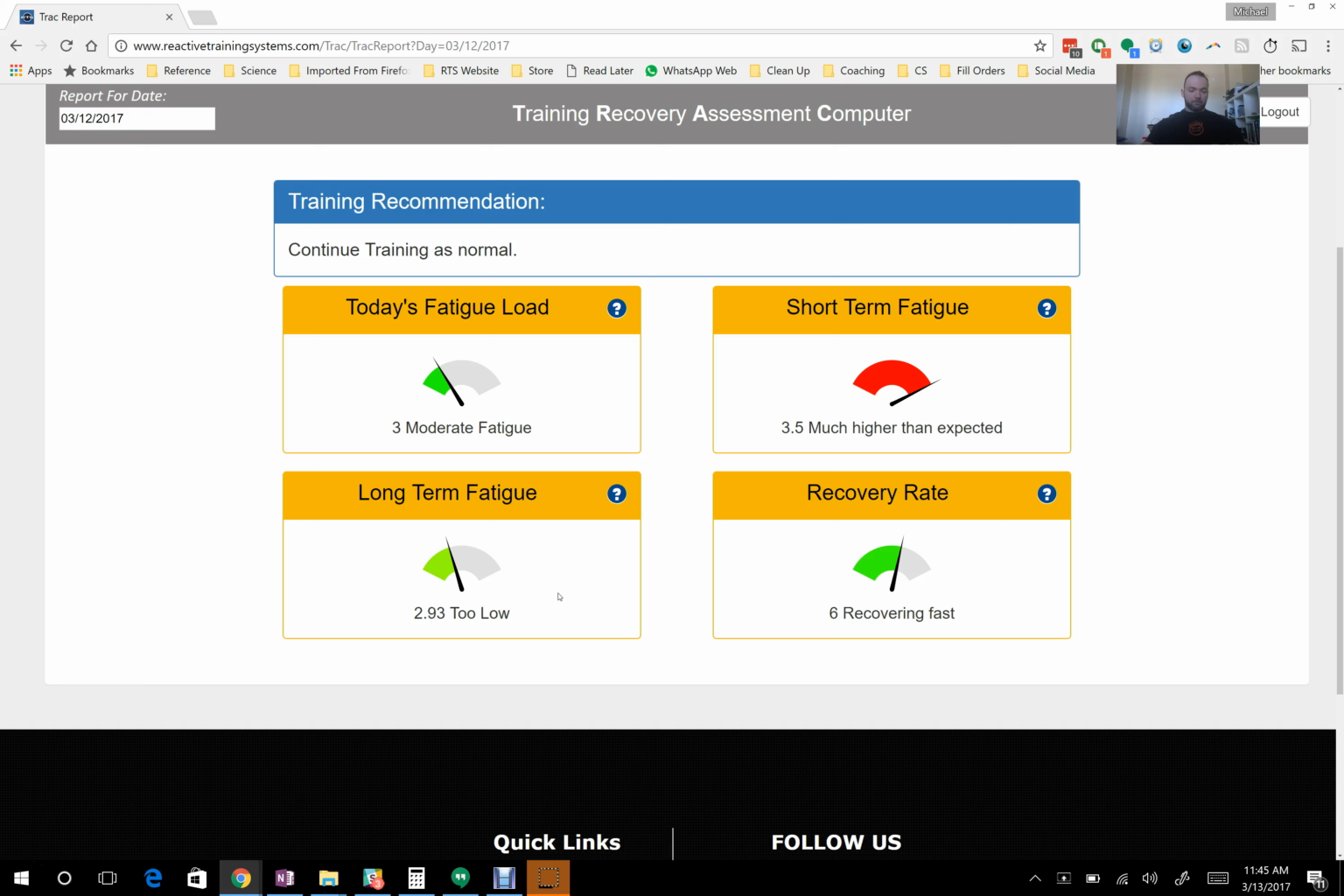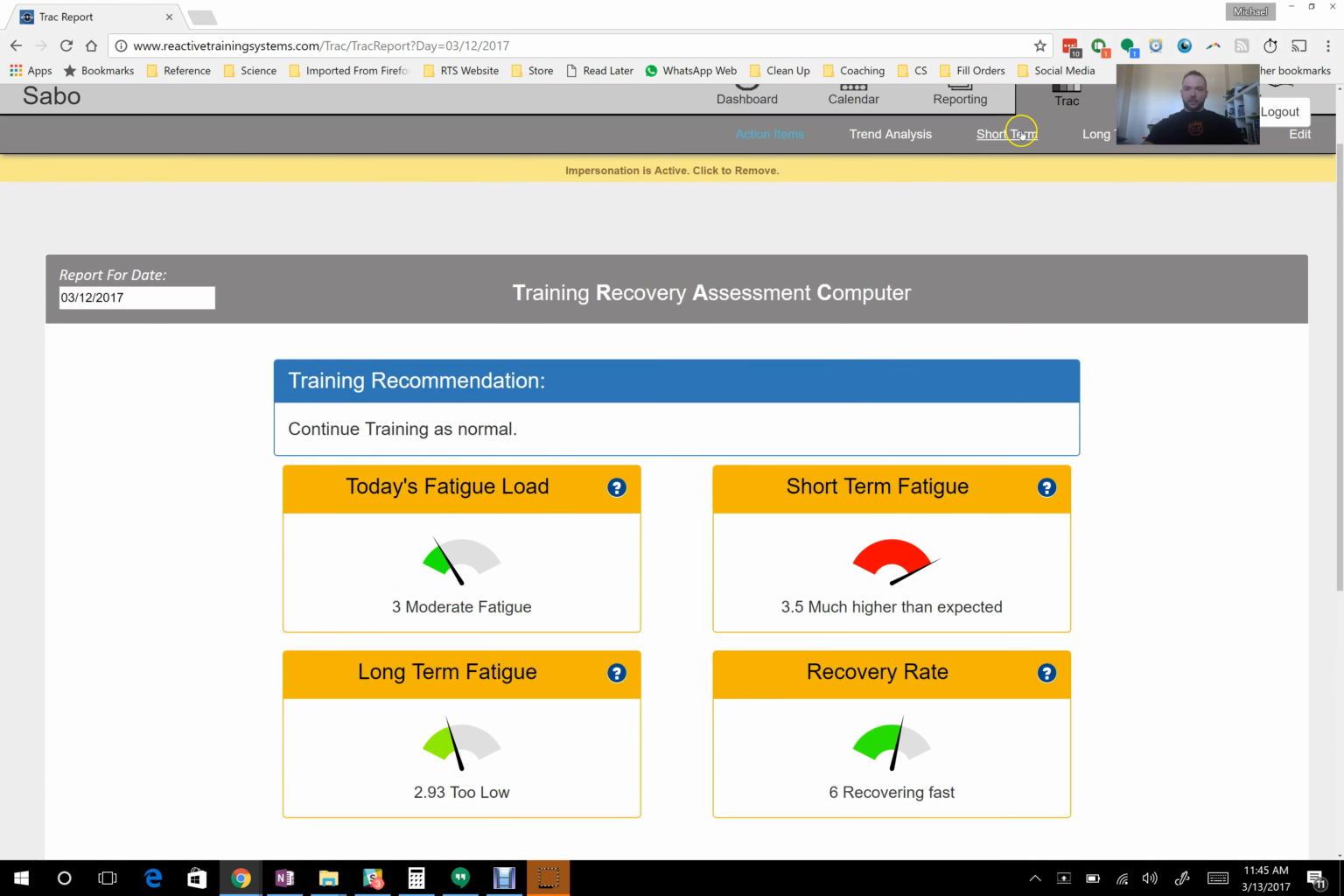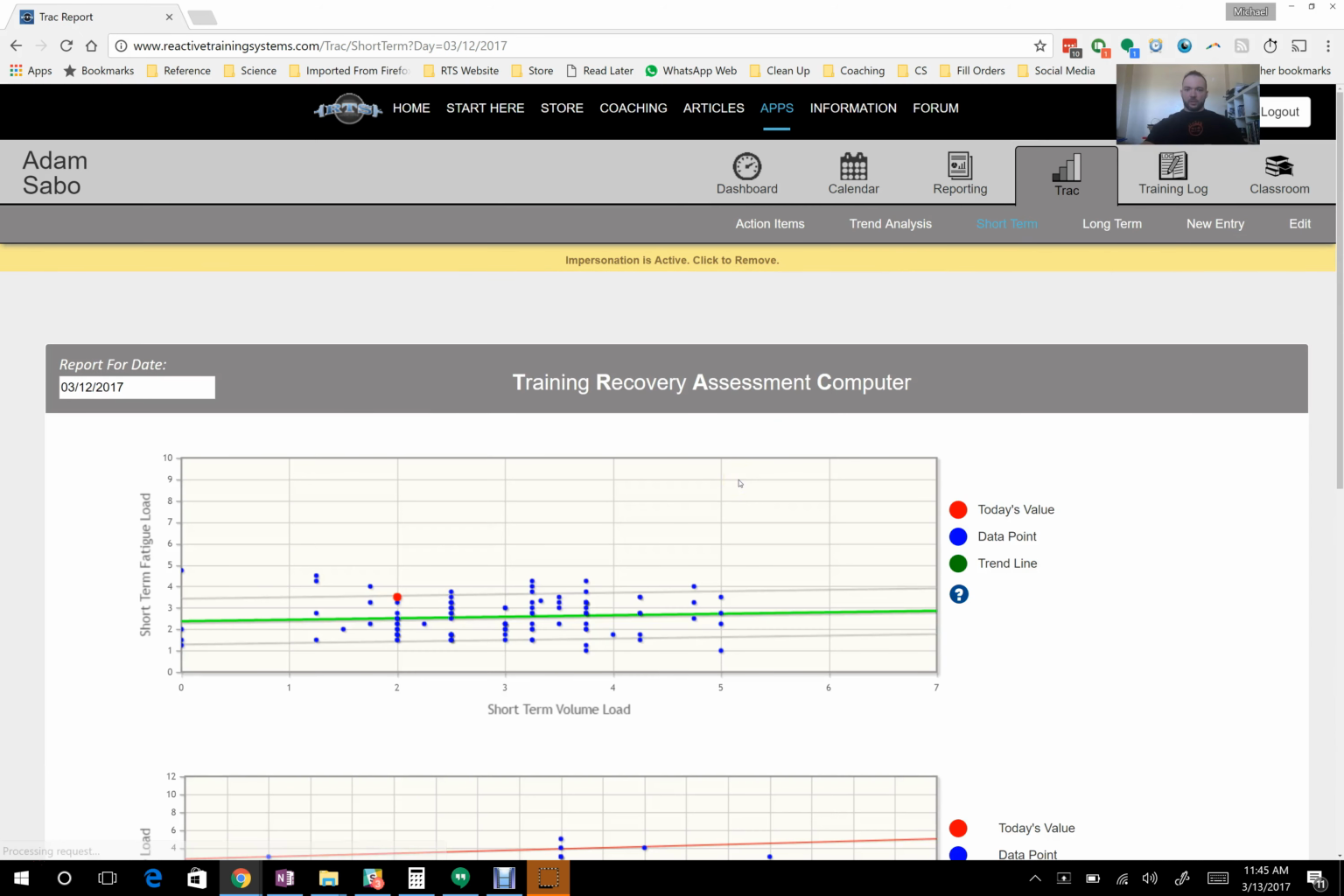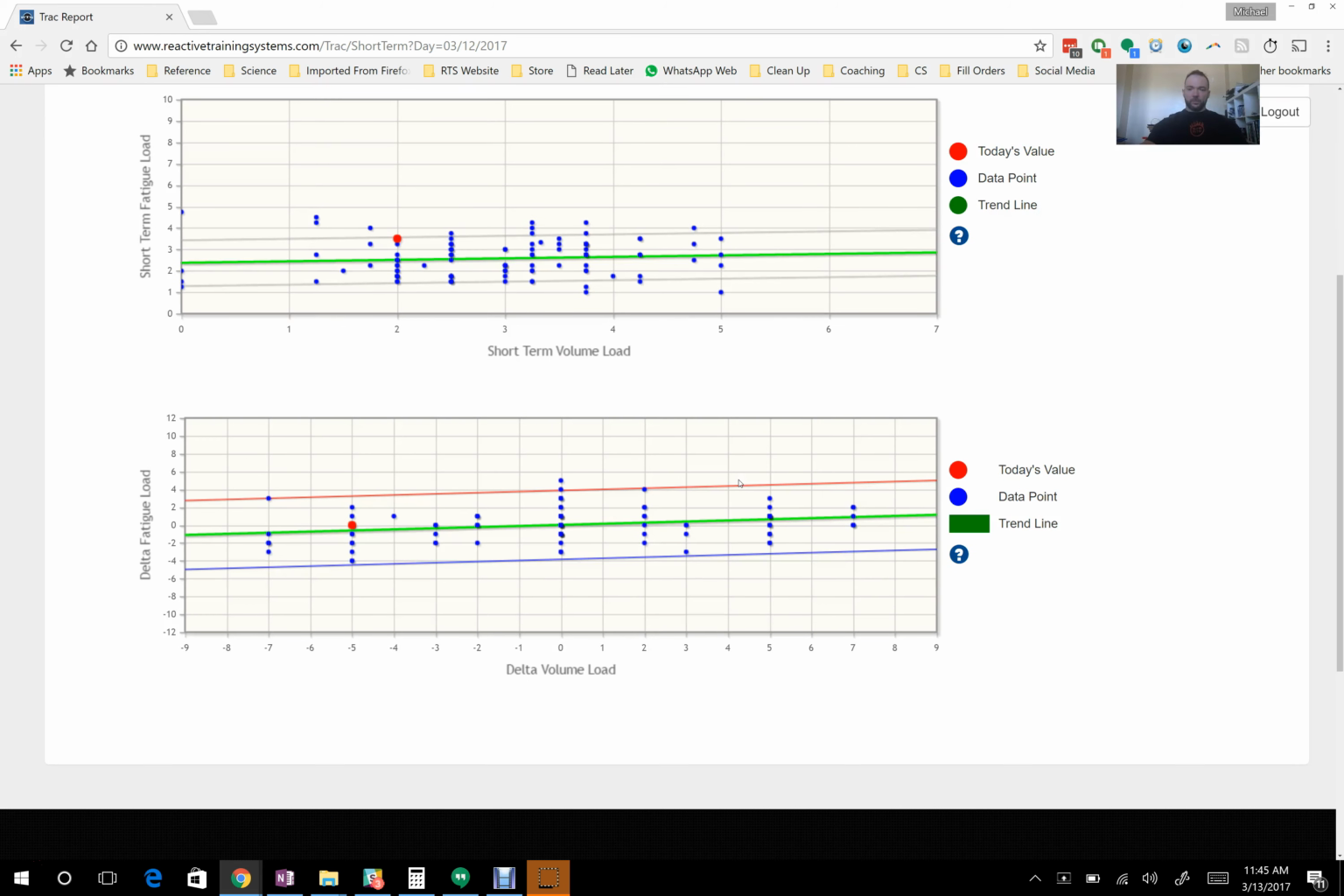And yeah, so that's generally the gist of this question. So I wanted to explain a little bit about where some of these numbers come from and how you can make sense of this. So the short-term fatigue, actually we can drill down into that. So let's look at this person's short-term fatigue a little bit closer.